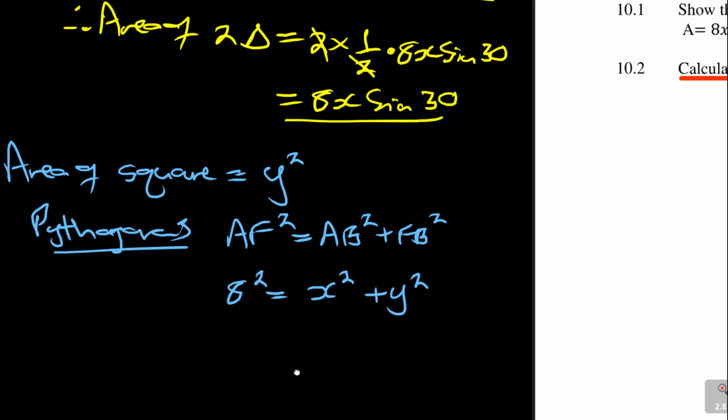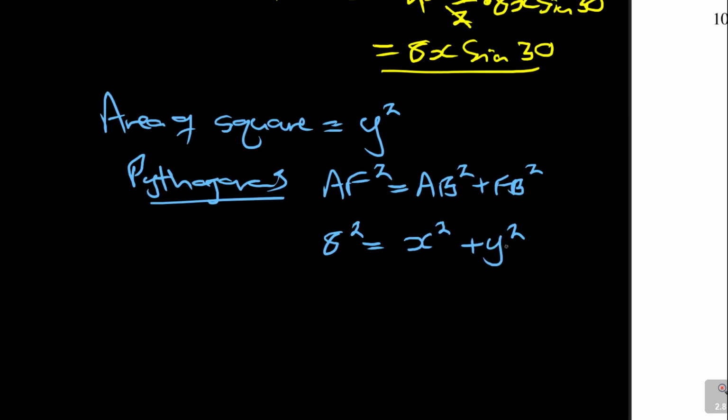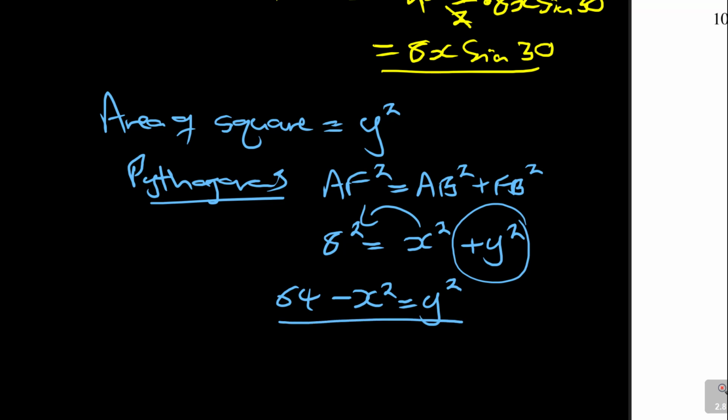Now remember, I don't have y, so how can I make y the subject here? What I do is take x to this side, so it will be 8 squared, which is 64, minus x squared, is equal to y squared. See, so I've got the value of y.